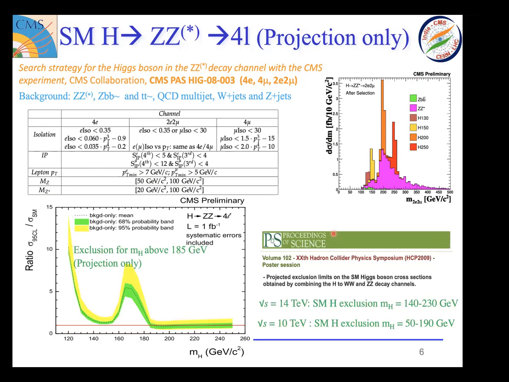The two things which were there, remember, this is the projection. The projection was that one femtobarn inverse of the luminosity taken from the LHC would be able to exclude the Higgs, in case it is not there, in the highest mass region, about 185 GeV onwards from this channel itself. And in fact, at that time, there was a discussion on the 10 TeV run, at the center of mass energy of 10 TeV. So the projection was also done there. And of course, it was combined with the WW channel. So these were the exclusion limits which were given for the projected 1 femtobarn inverse.